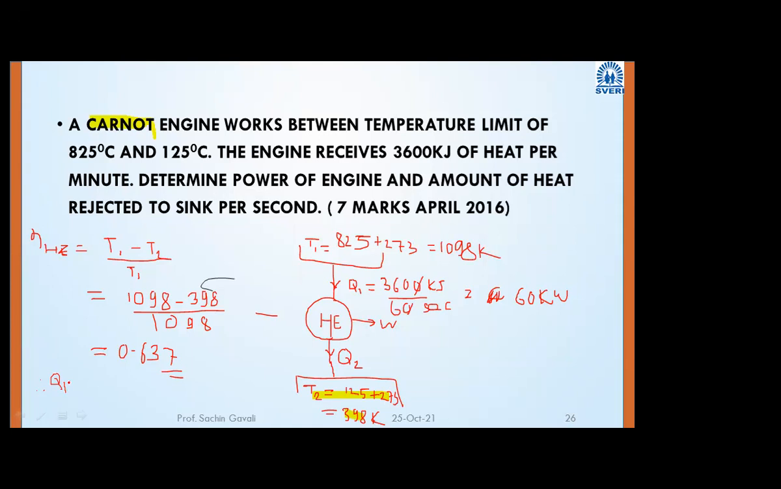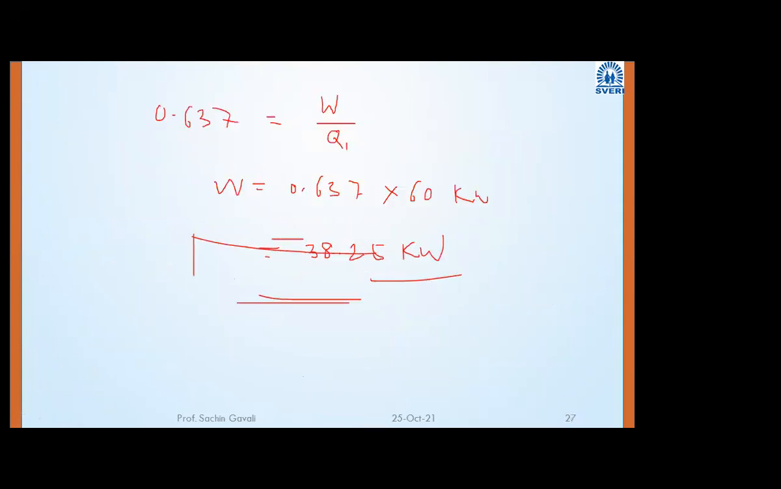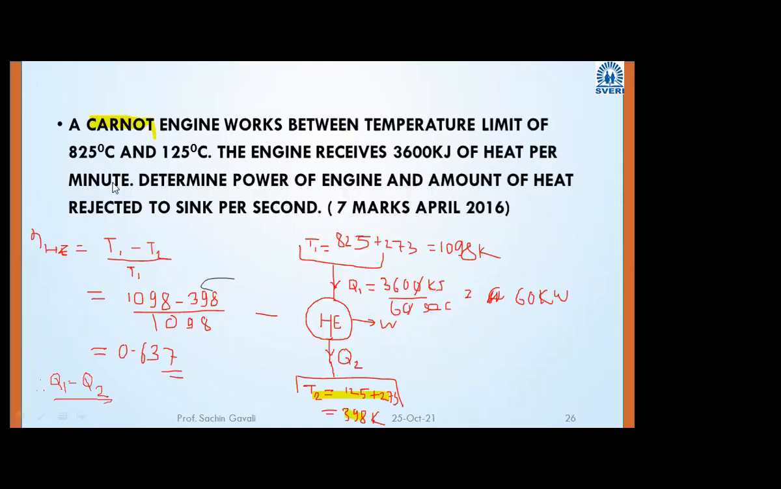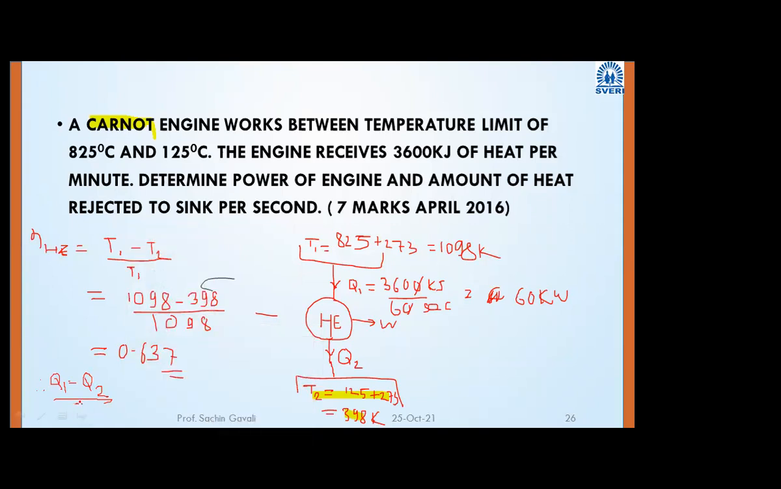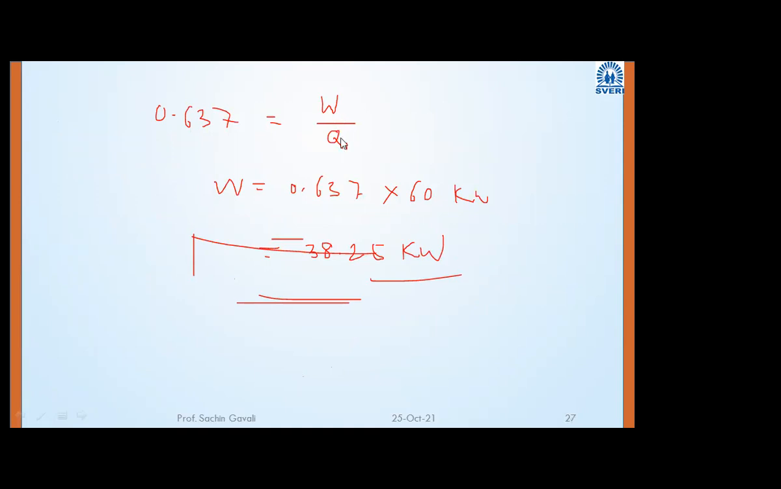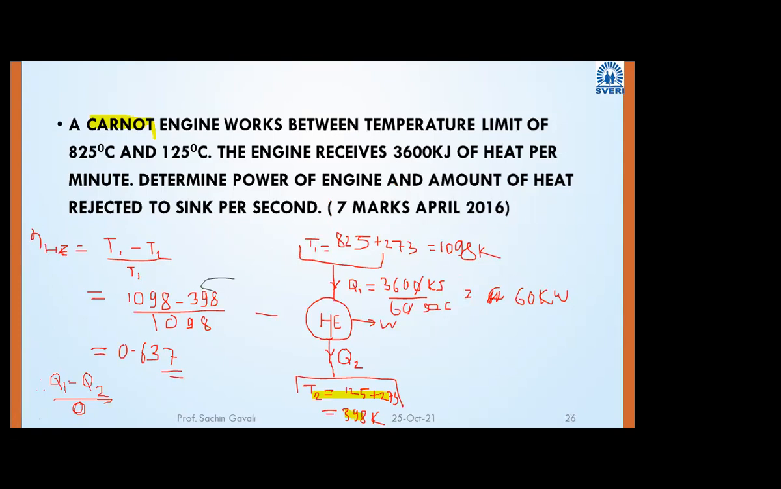From that we can determine Q2, or we can do it like this: (Q1 minus Q2) divided by Q1. Or, as mentioned earlier, efficiency is equal to W, the output, divided by Q1. W is equal to 0.637 into 60, which is 38.25 kilowatt. That is the work. And to determine power of engine and amount of heat rejected Q2, we use the equation W is equal to Q1 minus Q2, so 60 minus 38.25, which gives 22 kilowatt.